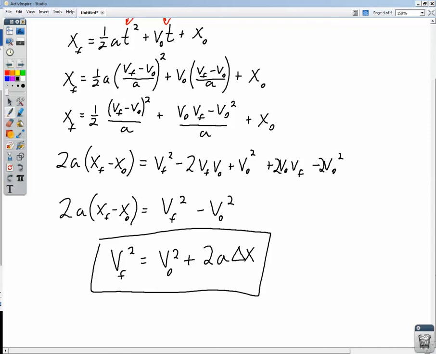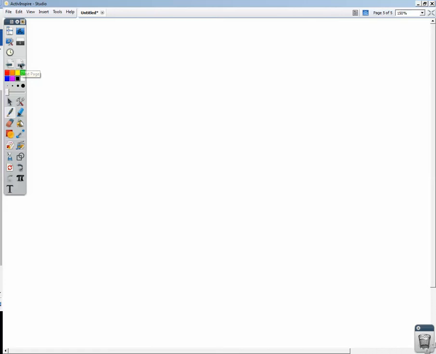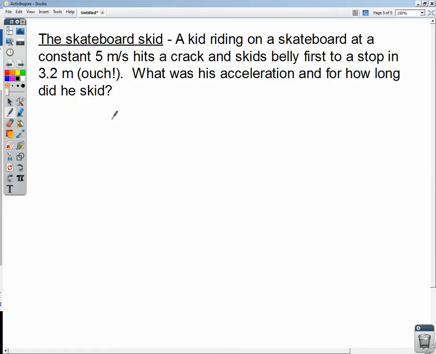Let's take a look at an example problem that we might solve using the kinematic equations. Here's our example. I call it the skateboard skid. We've got a kid riding on a skateboard at a constant 5 meters per second, who hits a crack and skids belly first to a stop in 3.2 meters. Yeah, it's going to hurt. What was his acceleration, and for how long did he skid? When we ask for how long did he skid, we're talking about the time.